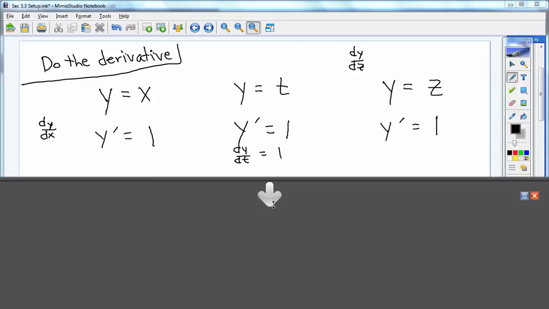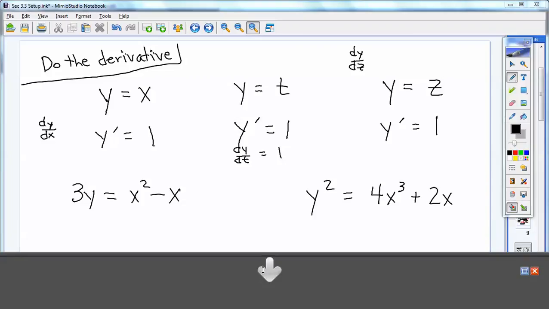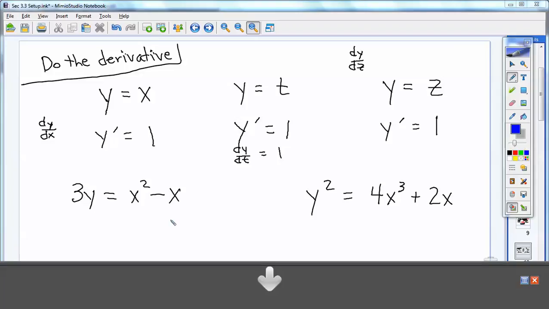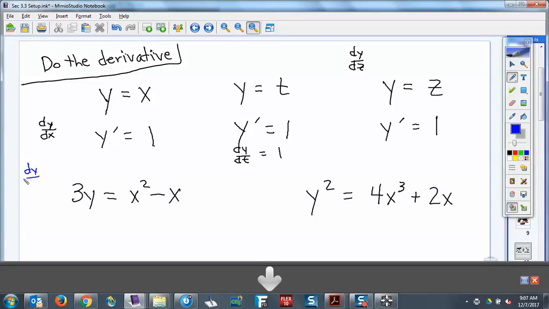All right, so now, what about a problem like this? The one on the left. So we want to do the derivative of y with respect to x. Well, if I gave you this before we started this conversation and said, find y prime, what would you probably have done?